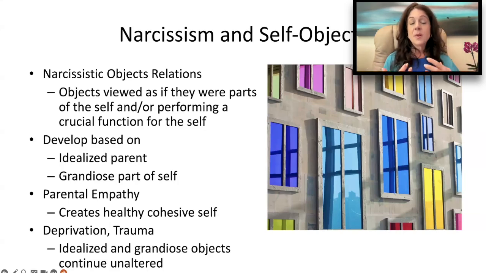parental empathy. But if there was deprivation where the parents weren't able to do mirroring, is what it's called, mirroring back your value as a person, or if there's trauma, what happens is these idealizing grandiose objects continue on in a very unaltered state. So in that sense, you see yourself as all powerful and all perfect and amazing and better than everyone else, or worse than everyone else. It is not integrated. It is this either-or.